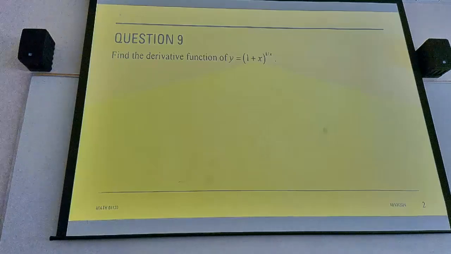We actually did finish up with implicit. We're now looking at the logarithmic differentiation method and the inverse trig derivatives. So here we have a function, 1 plus x to the 1 over x.